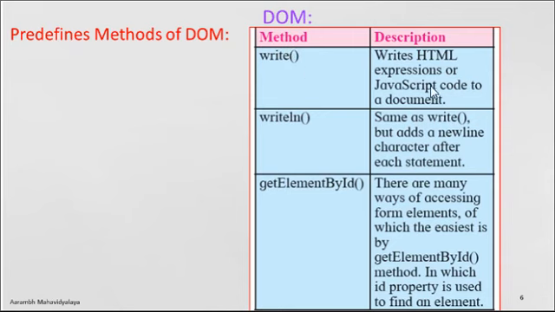First one is write. It writes HTML expressions or JavaScript code to a document. Second one is writeln. It is the same as write, only it adds a new line character and you can display each output on the next line.